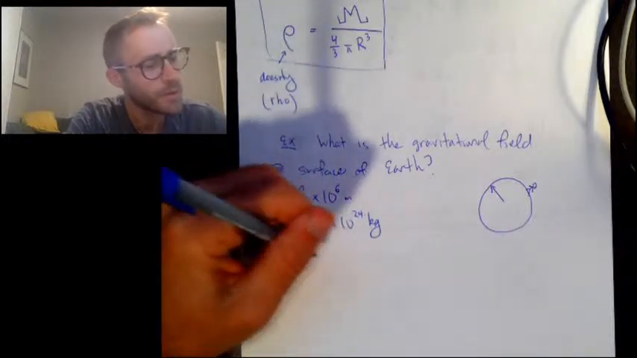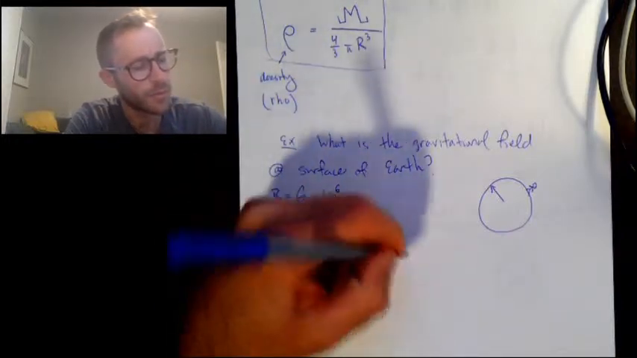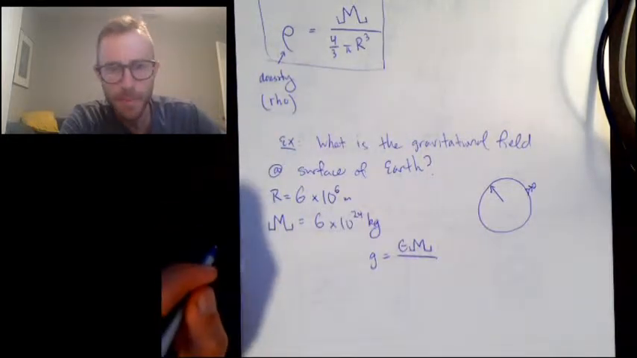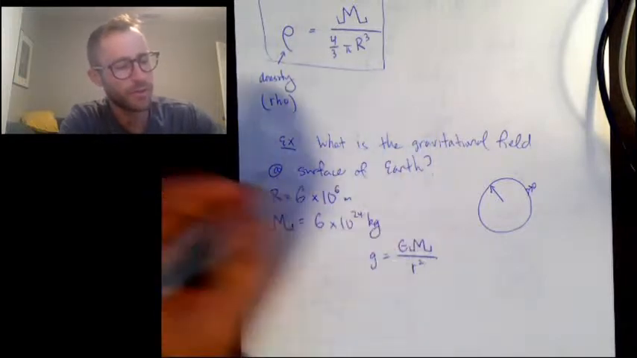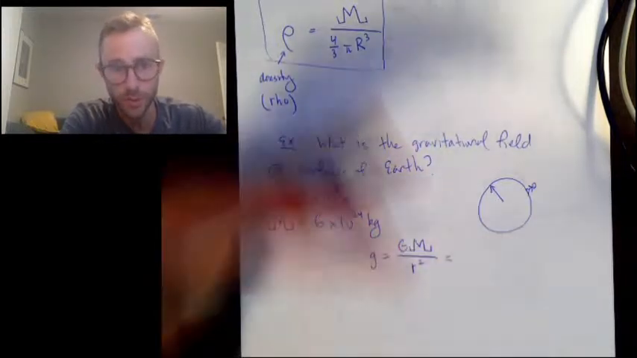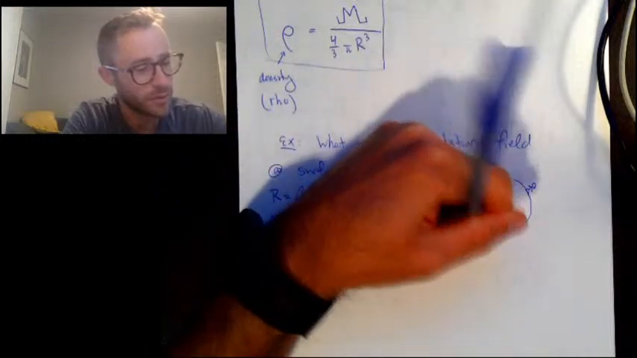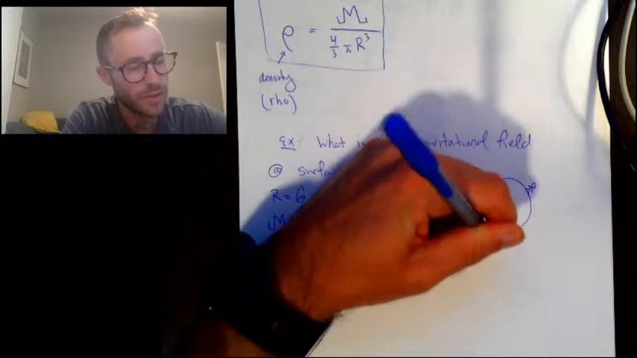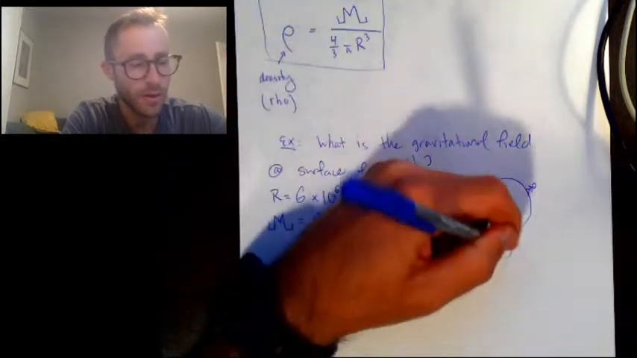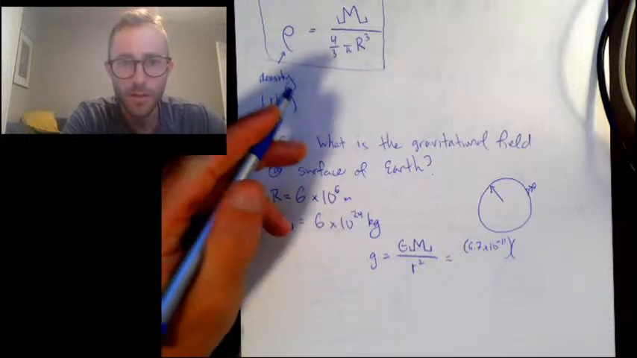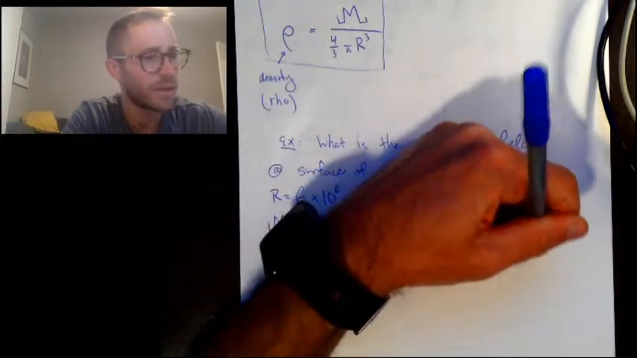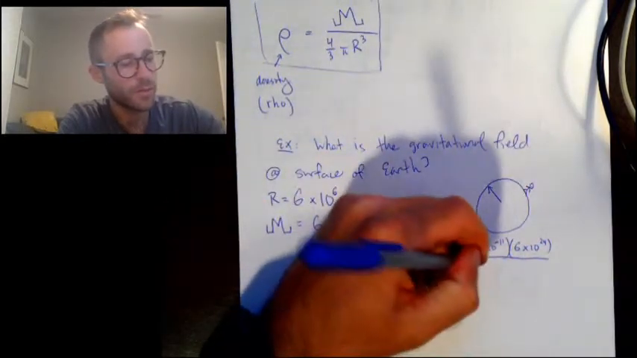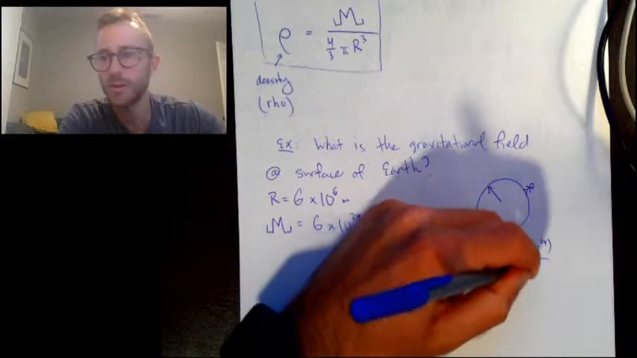Okay. So now we plug in to the formula for gravitational field. So this is the formula for gravitational field. I plug in the universal gravitation constant, so that's going to be 6.7 times 10 to the negative 11. All right. And then the mass of the Earth, 6 times 10 to the 24th, divided by the radius of the Earth squared, 6 times 10 to the 6th quantity squared.